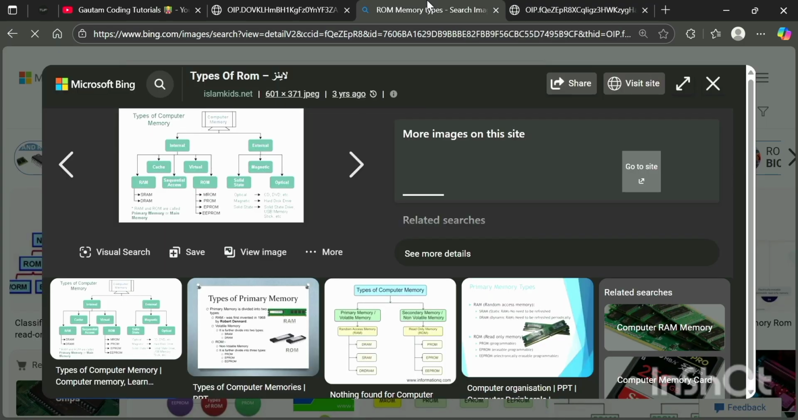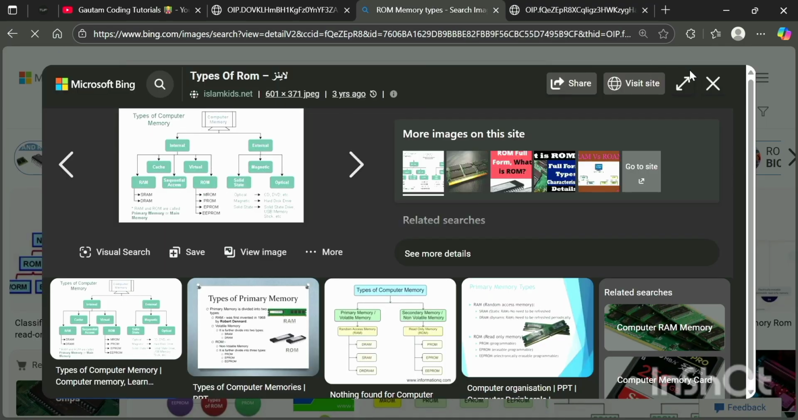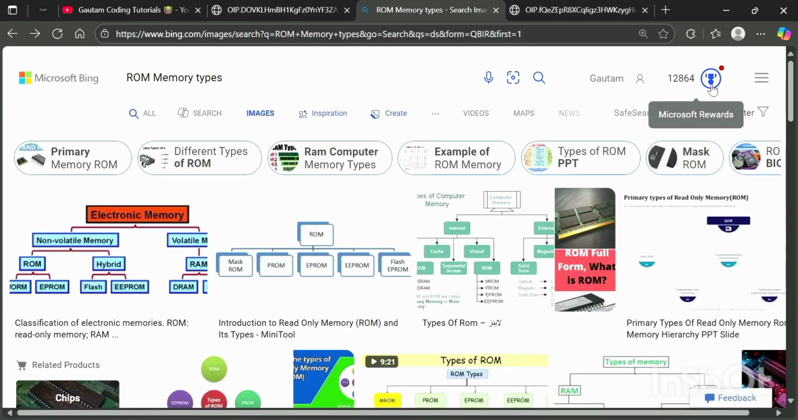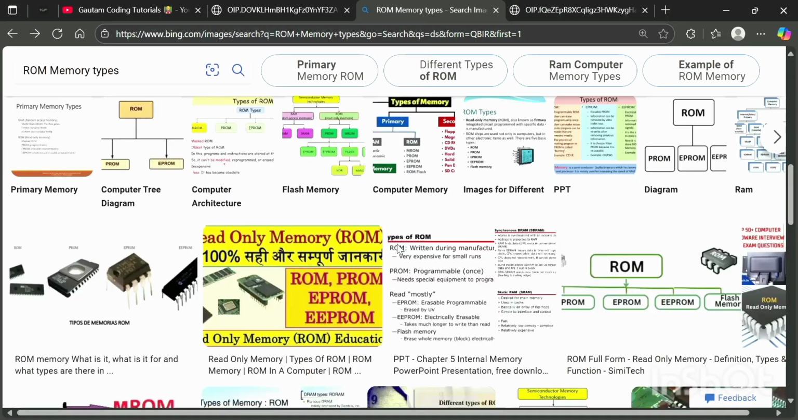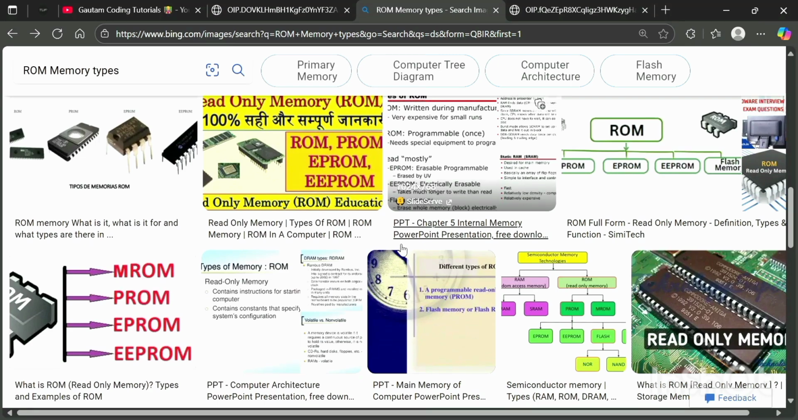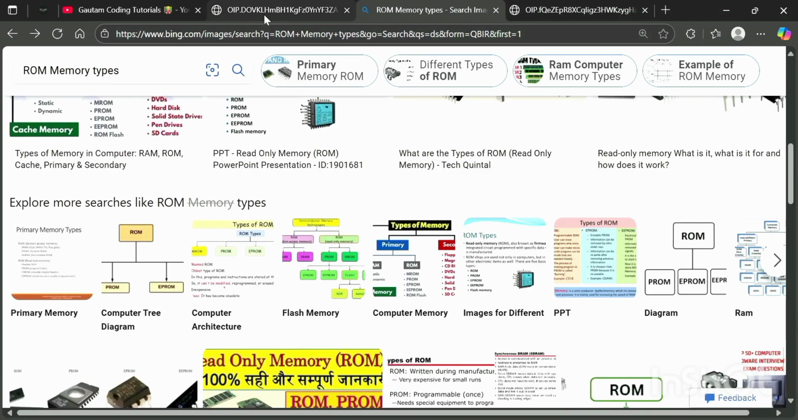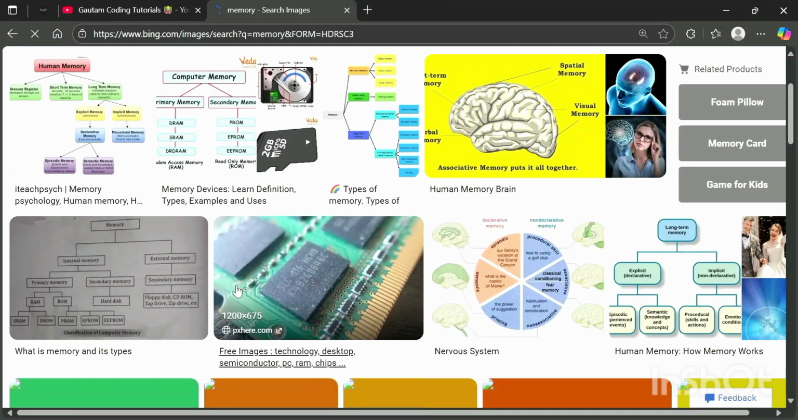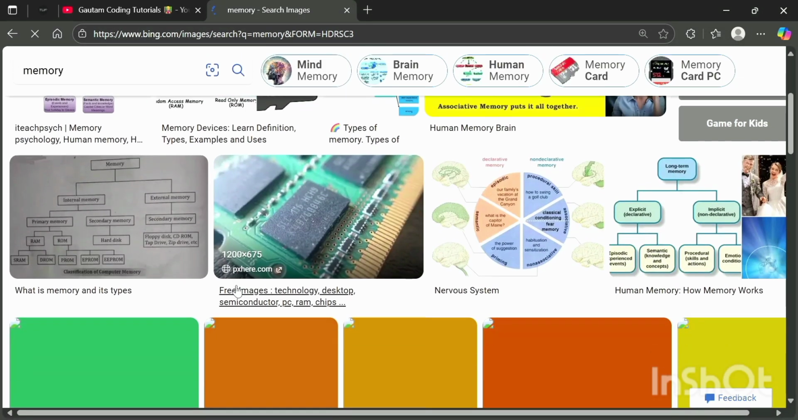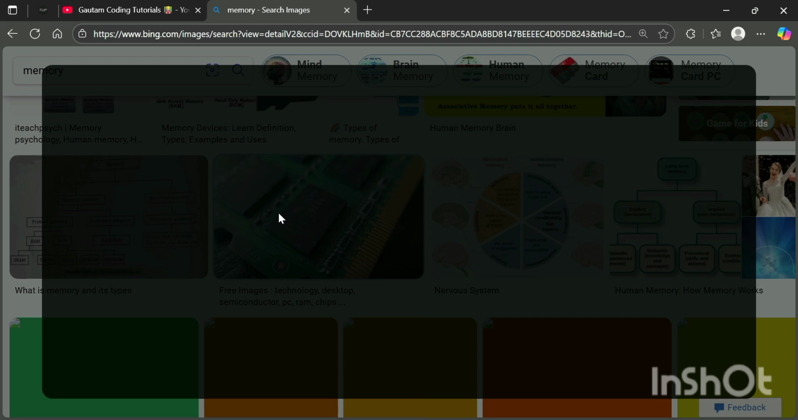RAM is volatile: data is lost if power fails. It stores active data and programs, and in RAM there are also subtypes, such as SRAM and DRAM: static RAM and dynamic RAM. Static RAM is fast and uses flip-flops. Dynamic RAM is slower, uses capacitors, and needs refreshing. Because of the refreshing, it's a little bit slower than static RAM.